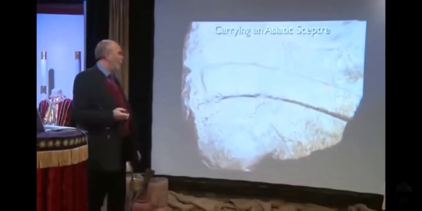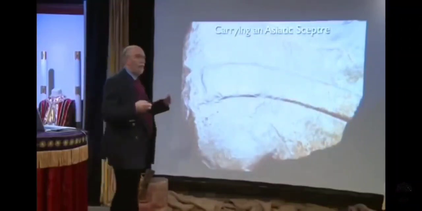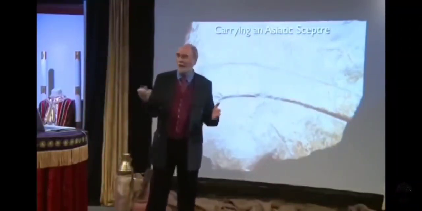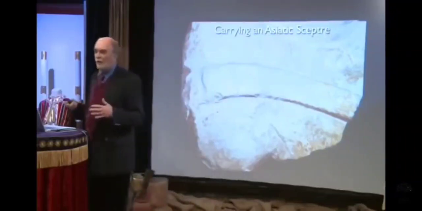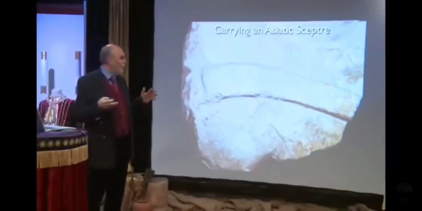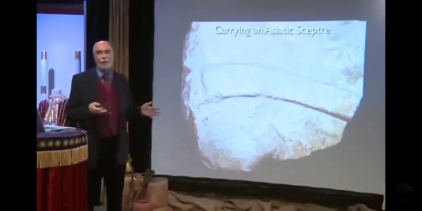And on his shoulder, a throw stick. Now, a throw stick is a symbol of an Asiatic or Semite. So this high official with this statue is an official of state, but he's a foreigner. He's not an Egyptian.